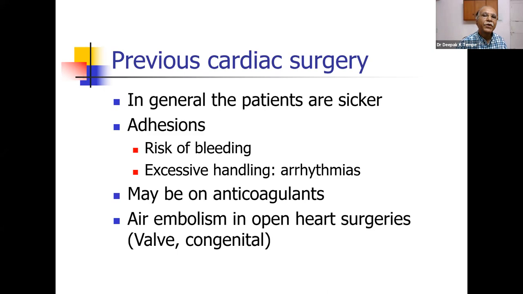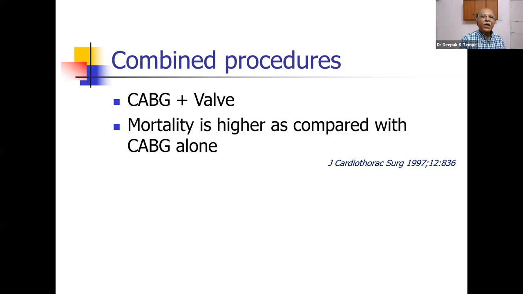What measures we are supposed to take is not a part of this presentation and would be subsequently covered in different presentations. At the moment, we are only talking about the various factors that increase the risk of morbidity and mortality. Now, the combined procedures. Let us say, for example, a patient who is undergoing only CABG versus a patient who is undergoing CABG plus mitral valve repair. The risk of surgery, if the patient is undergoing a combined procedure, is higher than that of a patient who is undergoing only the CABG.